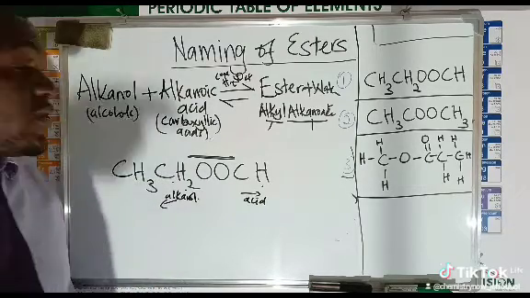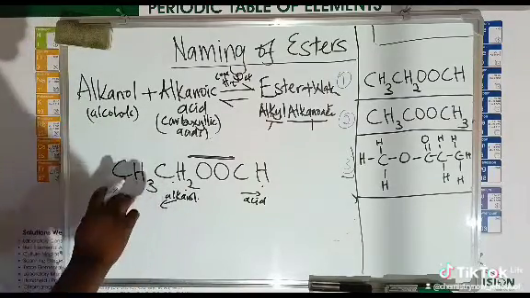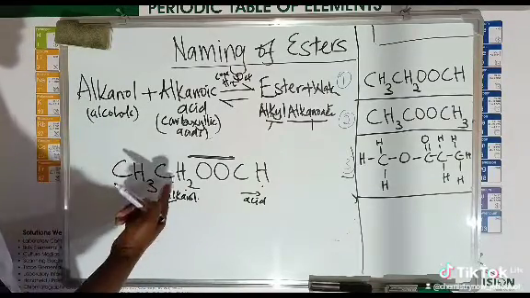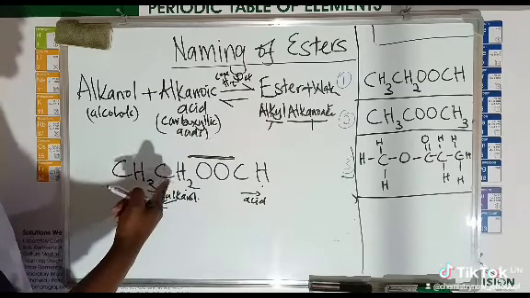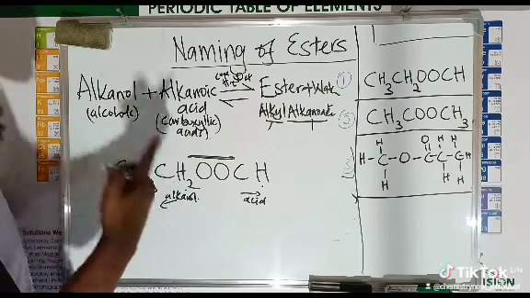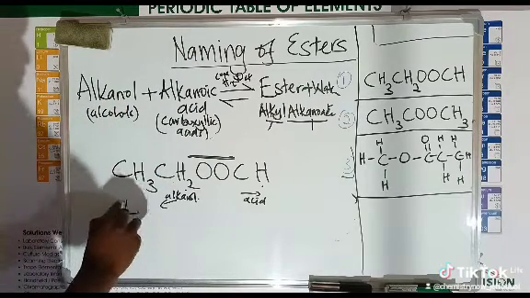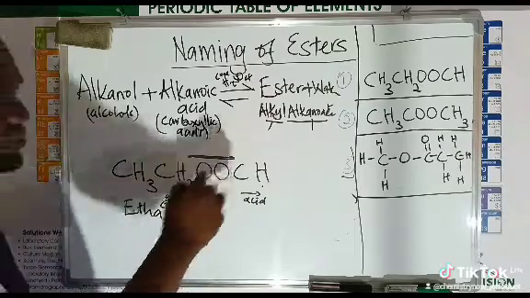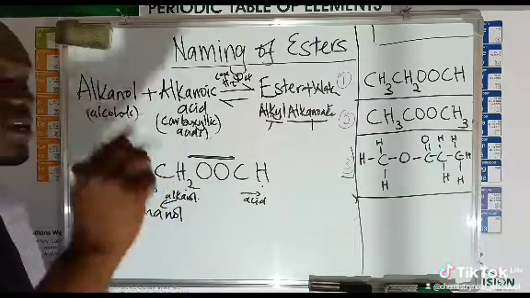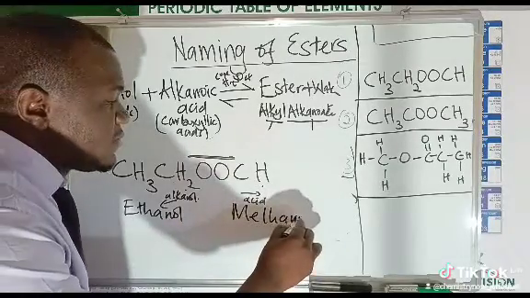Now, the moment you know that, the naming of the ester becomes easy because you can now identify the alcohol. Our alcohol begins here going this way. So our alcohol has how many carbon atoms? Two carbon atoms, this one and this one. So this alcohol is definitely ethanol. And this acid has only one carbon atom, so it is definitely methanoic acid.